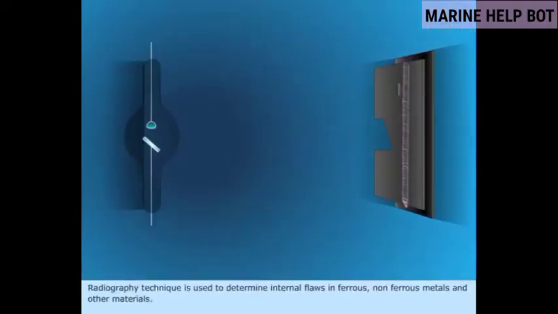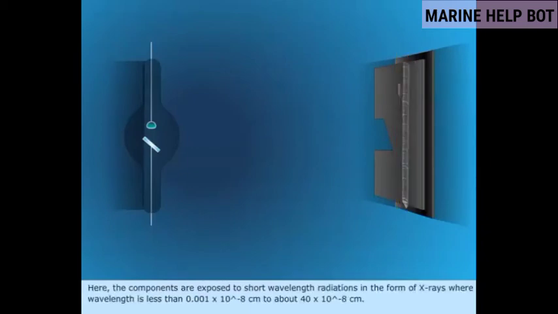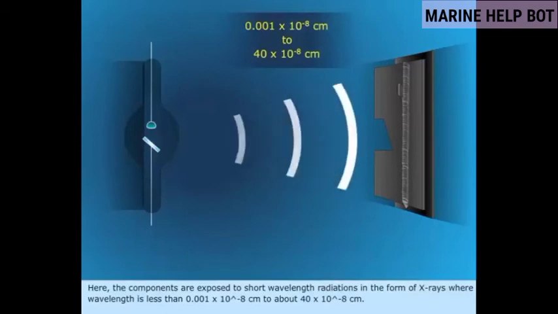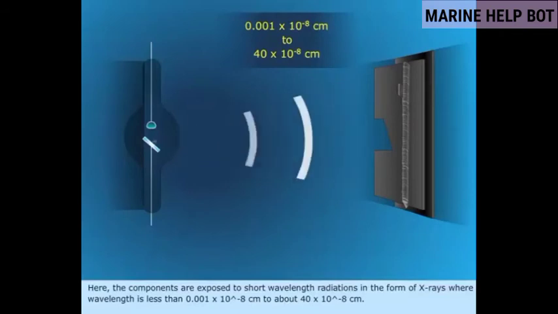The radiography technique is used to determine internal flaws in ferrous and non-ferrous metals and other materials. This is also used to test weld work. Here, the components are exposed to short wavelength radiations in the form of X-rays, where the wavelength is about 0.001 x 10^-8 centimeters to about 40 x 10^-8 centimeters.